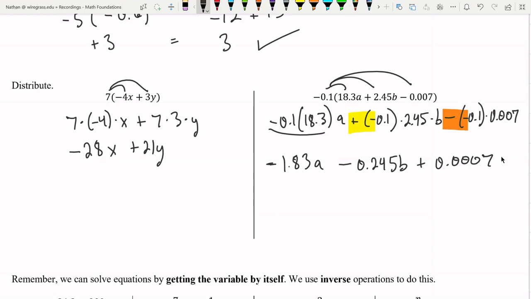That's the distributive law. Just multiply it into each one of the terms and simplify it down.